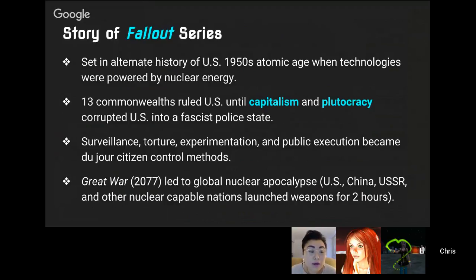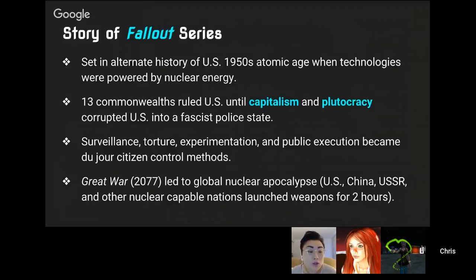In this kind of history, there are actually 13 commonwealths that rule the United States in the story. Each commonwealth ruled several states, okay? And they were doing okay until capitalism and plutocracy corrupted the US into a fascist police state. I think most of us know what capitalism is. Plutocracy is the idea that the most wealthy rule society. So what ensued after the corruption began is that surveillance, torture, experimentation, and public execution became the du jour citizen control methods. The government started to do this openly and did this to all its citizens, okay?